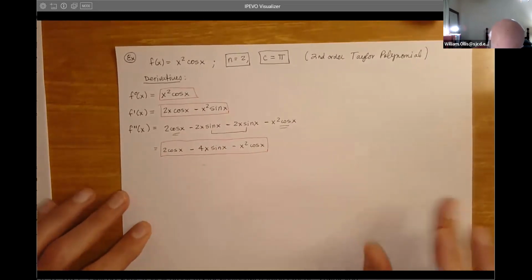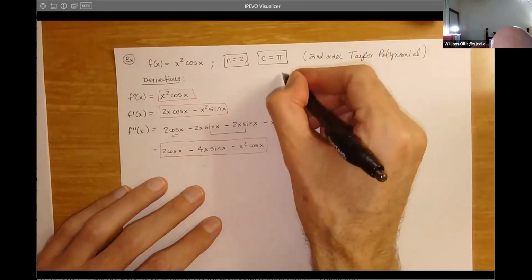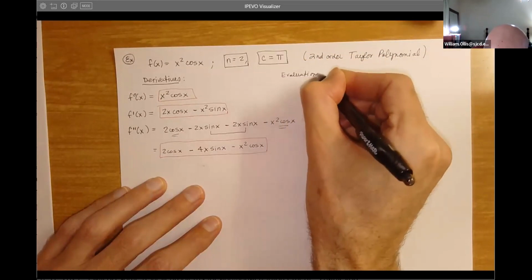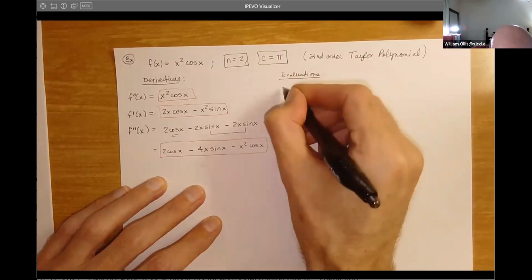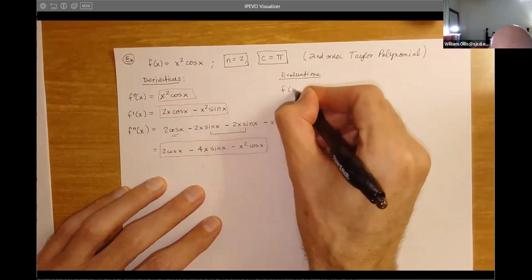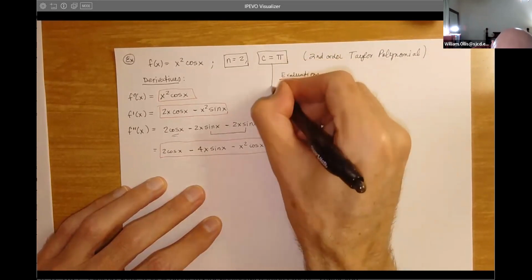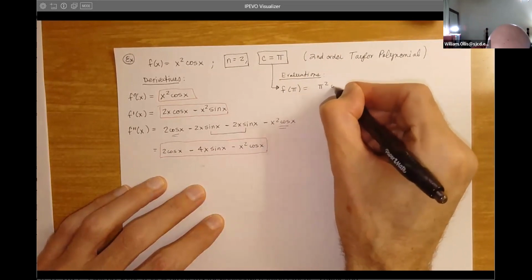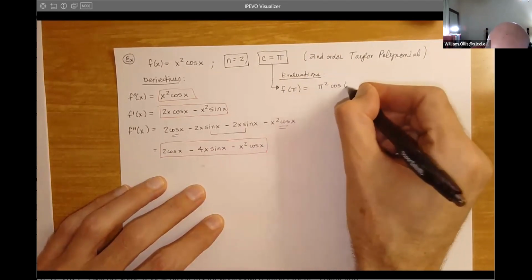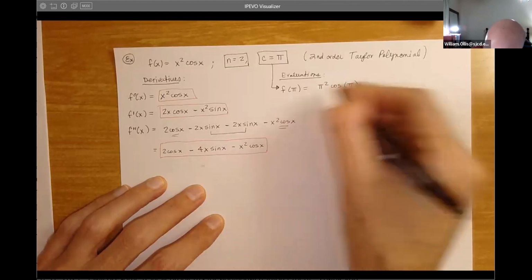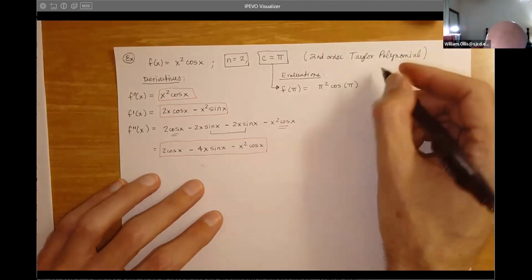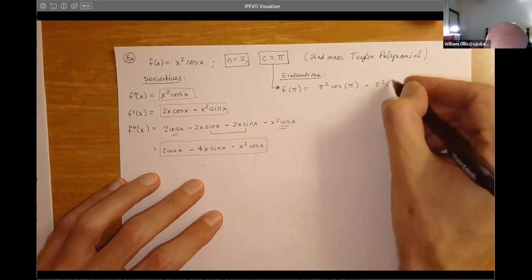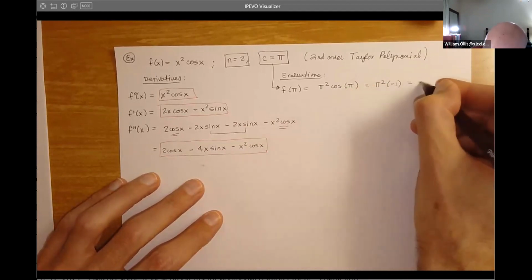So now we want to do some evaluations. So f of pi, again, our expansion point. So this will be pi squared times cosine of pi. And this is going to be interesting when we do an approximation. So this will come back to haunt us. And of course, this will be pi squared. Cosine of pi is -1. So we just get negative pi squared.